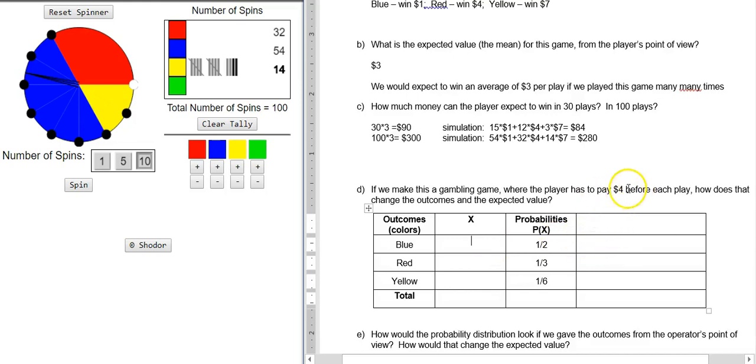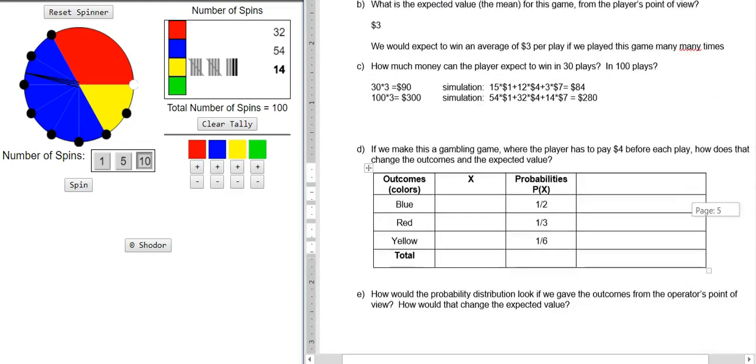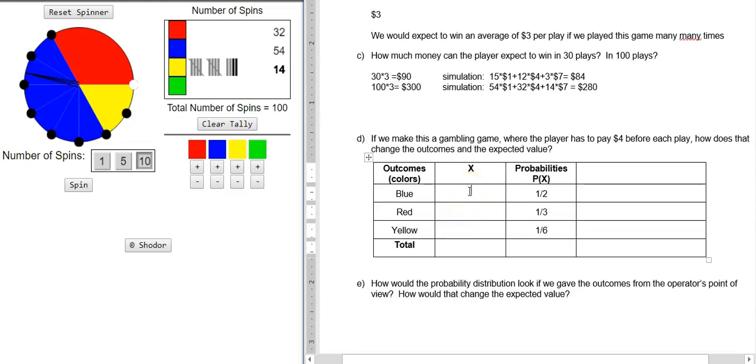So this time, if I'm playing, I've already paid in $4 before I play. If I get a blue, then I win $1. So that means I put in 4, I got back 1. I've actually lost $3. So to signify that I lost the money, I'm going to put this in as a -3. So this time, instead of just how much I won, this is going to be my gain or loss on the play. A loss I'm going to put in as a negative number.